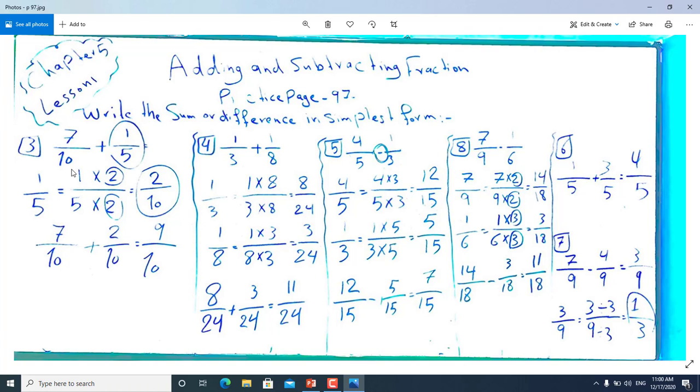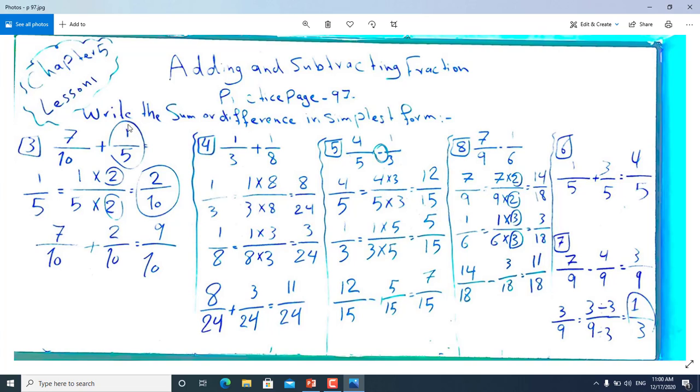5 we can make 10 by multiplying by 2, so we don't change this 7 over 10. We just change this fraction. We find the equivalent fraction. We multiply this 5 with 2. We get 10. 5 times 2 is 10. When we multiply 5 by 2, we must also multiply the numerator by the same number. 1 times 2 is 2. We get 2 over 10.